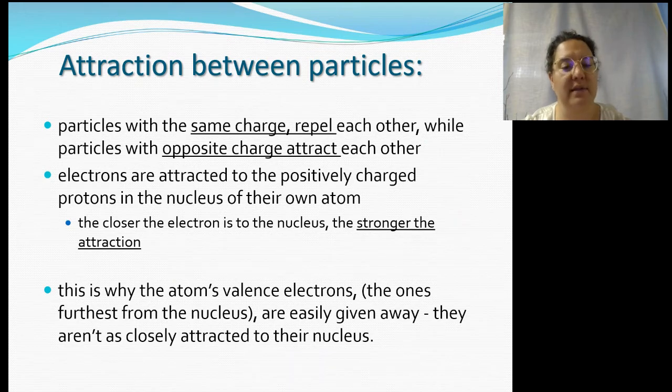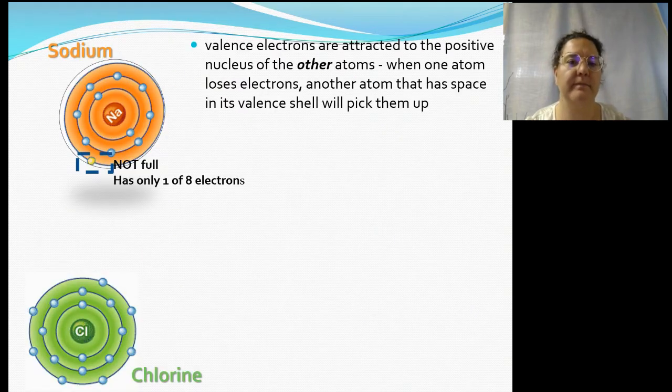So this is why valence electrons, because they're furthest away from the nucleus, are easiest for an atom to give away, because they're not as closely attracted to the nucleus as the other electrons. So, valence electrons are attracted to the positive nucleus of other atoms because they can get closer to them. So, when an atom loses an electron, another atom that has space in its valence shell will be able to pick it up.